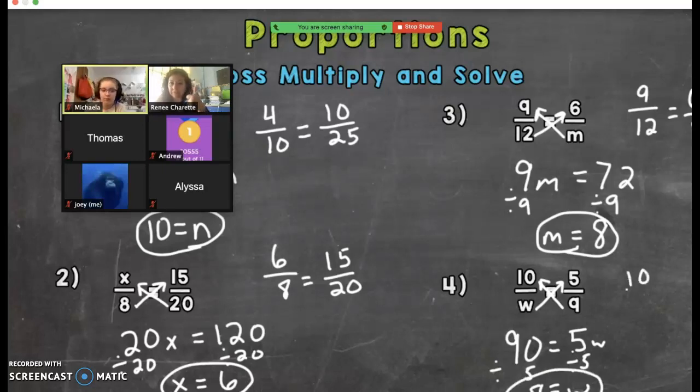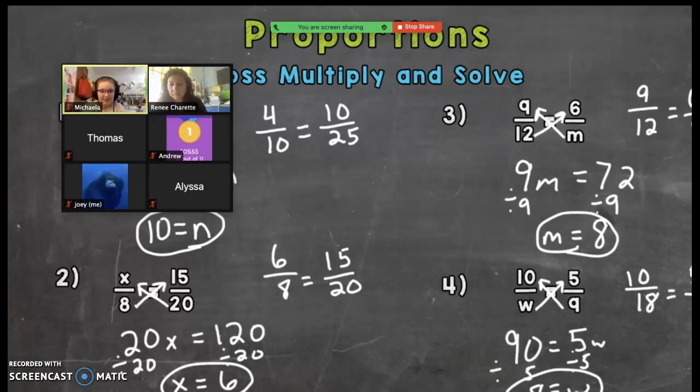So 10/18 equals 5/9. So there you have it. There's how you solve proportions using cross multiplication.